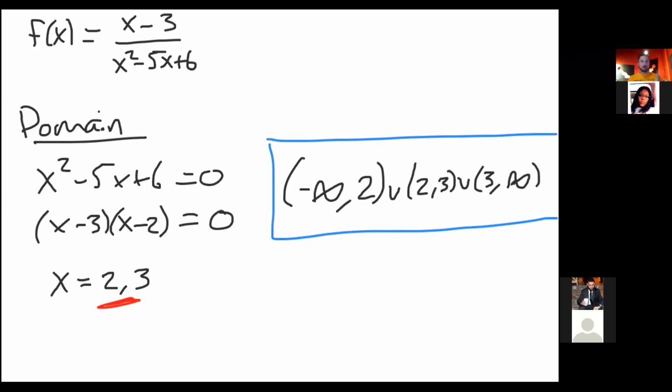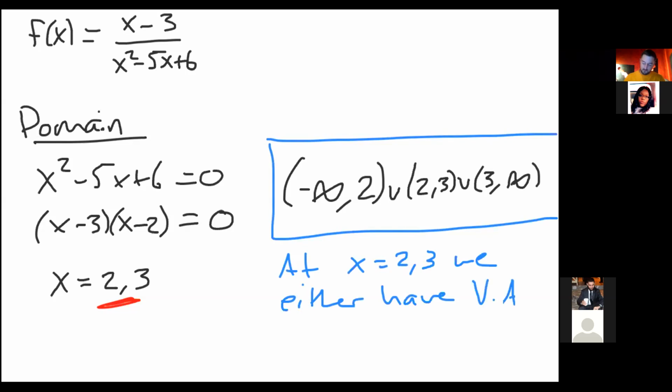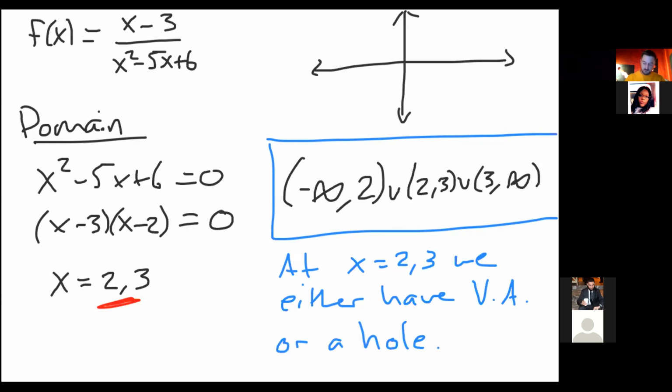One of the reasons we like to identify the domain is that we know at those 2 points, which I write in blue here, at x equals 2 and 3, we either have a vertical asymptote, which I'll abbreviate VA, or a hole. Okay, vertical asymptote or a hole. Maybe I didn't describe it before. I know she mentions it in the video, but it doesn't talk about it too much.